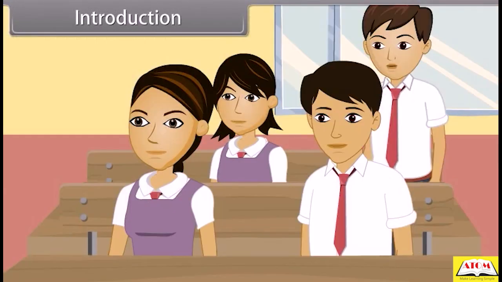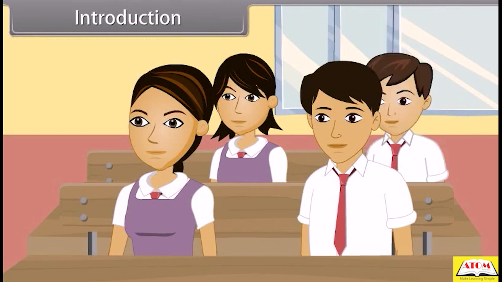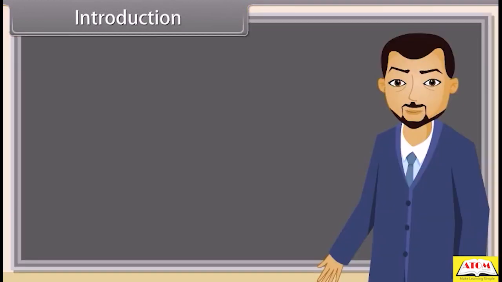Sir, and what do we get from the sunlight? Good question, Raman. We get vitamin D from the sunlight. It encourages the absorption and metabolism of calcium and phosphorus in our body.